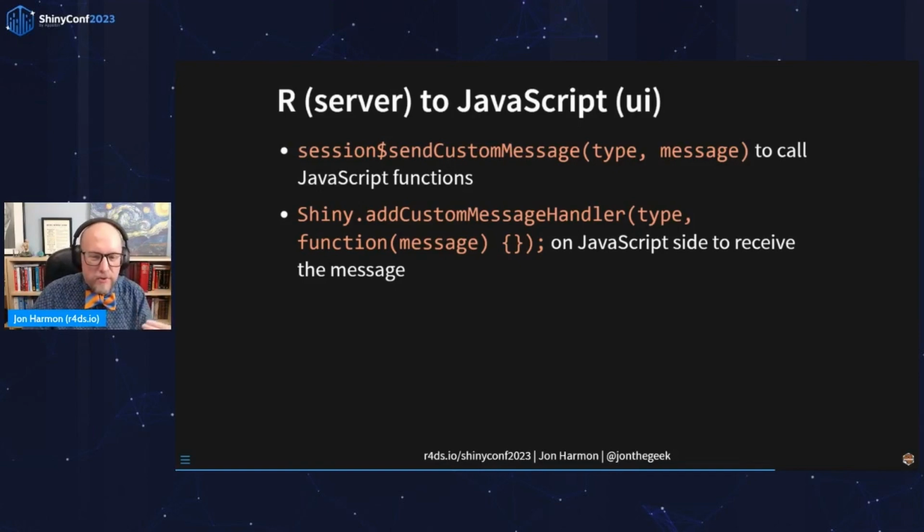It allows you to essentially call a JavaScript function. So the type is the handler you're going to be talking to, and the message is the arguments that you're sending to that handler. And then on the JavaScript side, you have Shiny.addCustomMessageHandler. There's that type, and then that is a function. And that function might call other JavaScript functions. We'll see examples. But it is the thing that receives that call from the server side.